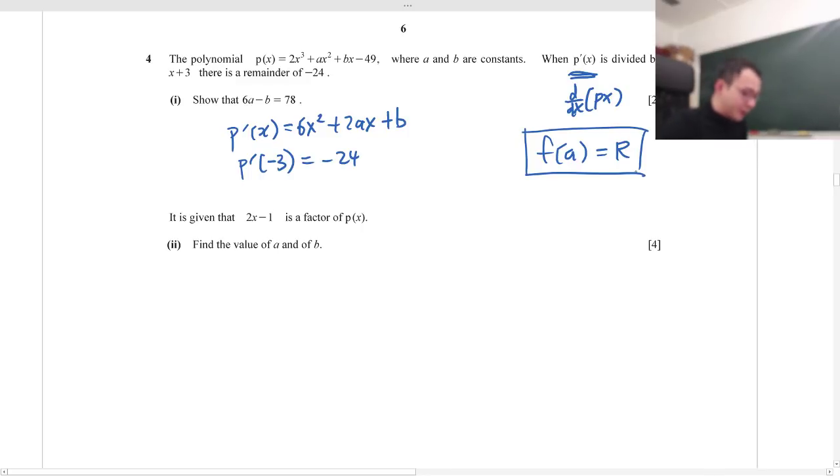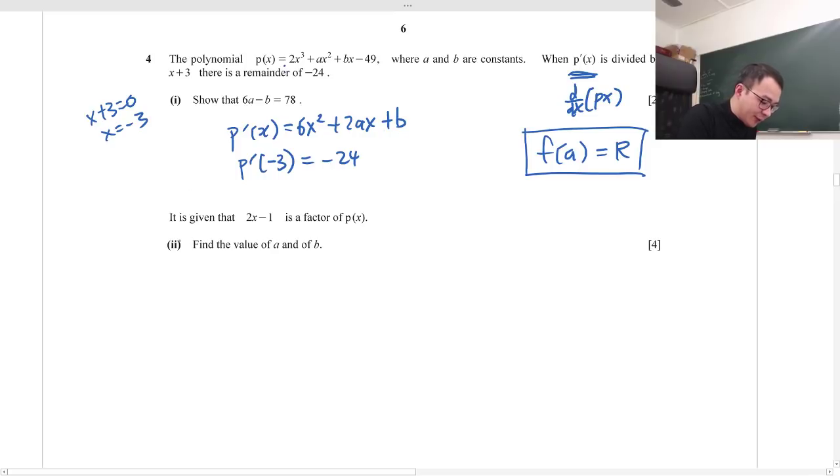When you divide by x plus 3, you just make x plus 3 equal to 0. Then you know what value to substitute for x. If you're not sure how I get negative 3, just set x plus 3 equal to 0, and you get x equal to negative 3. Then plug negative 3 into this equation.